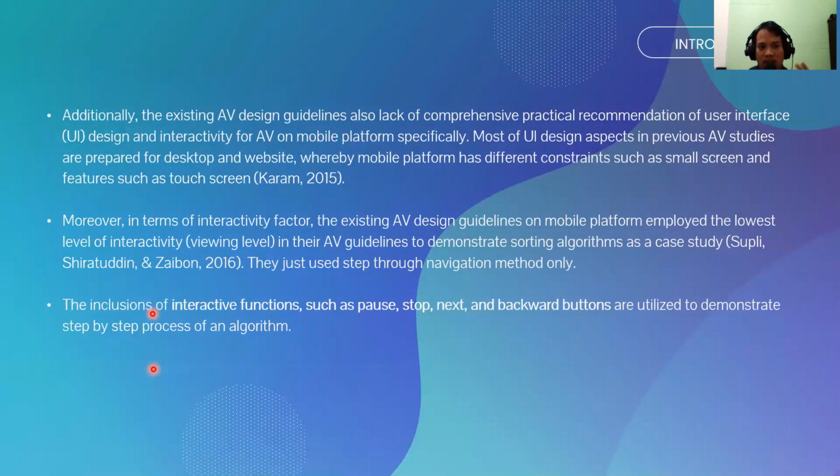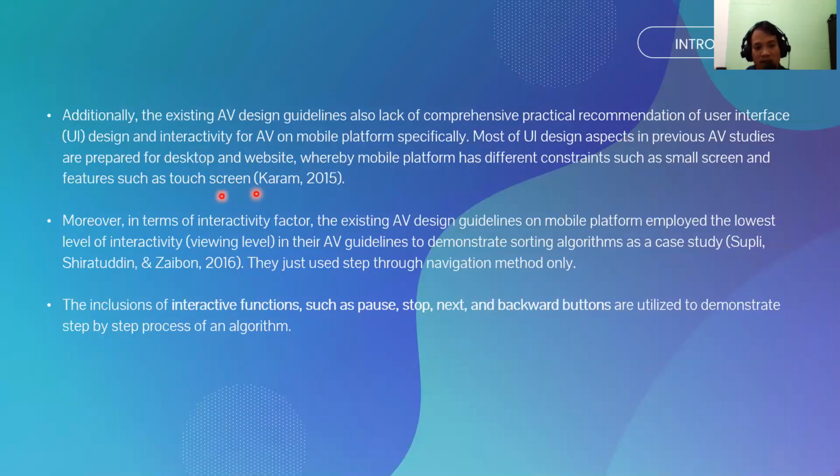Additionally, the existing AV design guidelines previously also lack comprehensive practical recommendations of UI design and interactivity for AV on mobile platforms. Specifically, most of the UI design aspects in the previous AV studies are prepared for desktop and websites, whereas mobile platforms have different constraints such as small screens and features such as touch screens. This is still a lack.